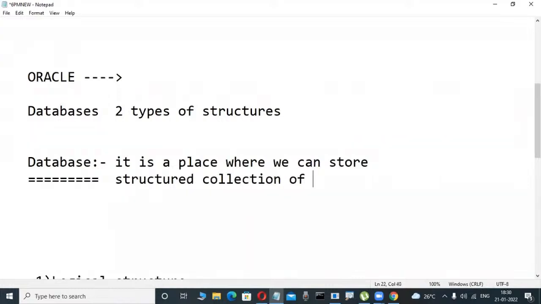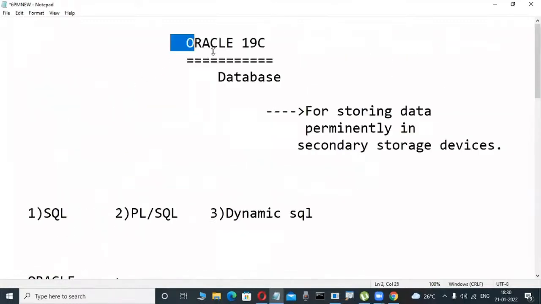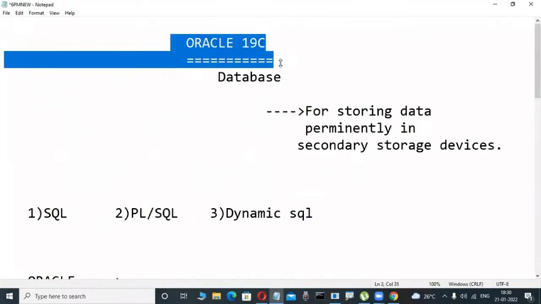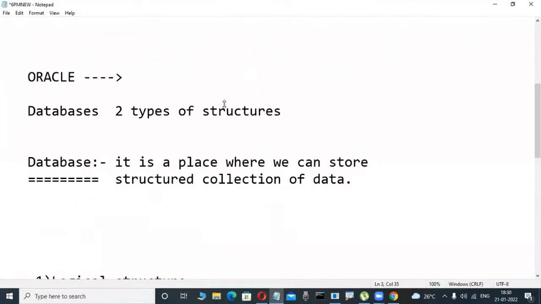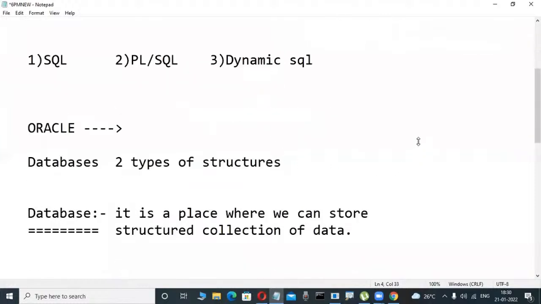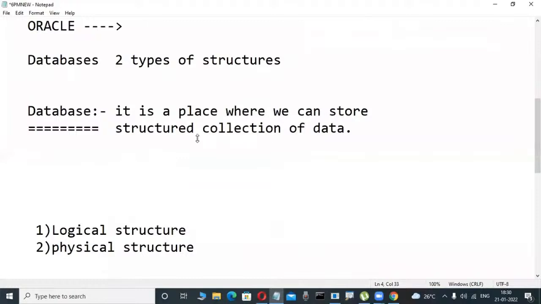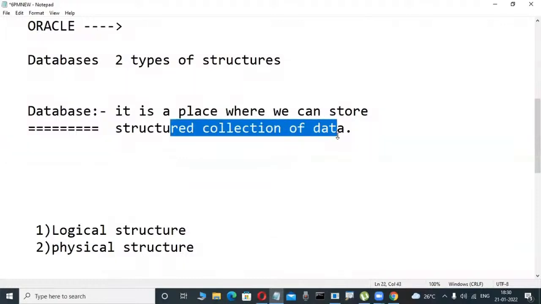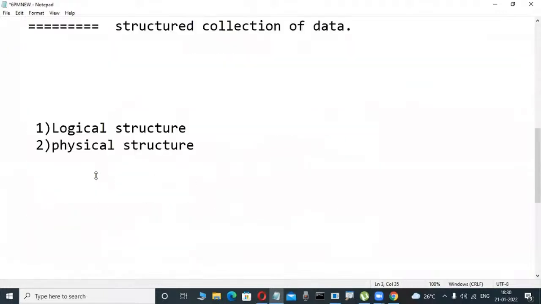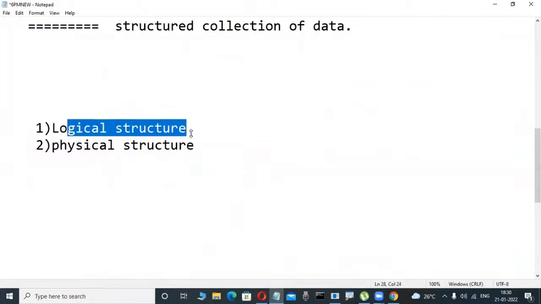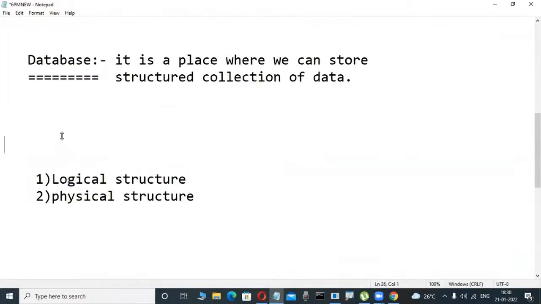What is data? What is information? What is DBMS? That is later. Okay, structured collection of data. Actually, whenever we install Oracle or a relational database software, what is a database actually? It is a place. Whenever we install this type of software, automatically some place is reserved in the hard disk only. In that place we can store a structured collection of data. But whenever we install these types of software, two types of structures are there. One is logical structure, another one is physical structure.